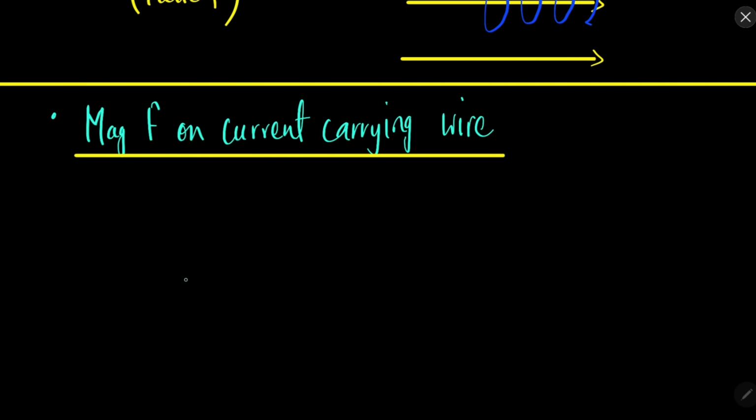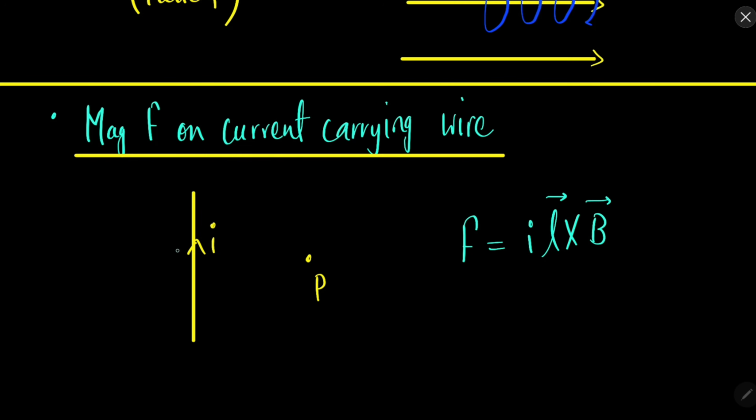Let's say we have a wire and we want to find the magnetic force due to point P on this wire. So this current will be I. The force on this wire is given by I L cross B, where L is the length of the wire which we are considering and B is the magnetic field at any location.